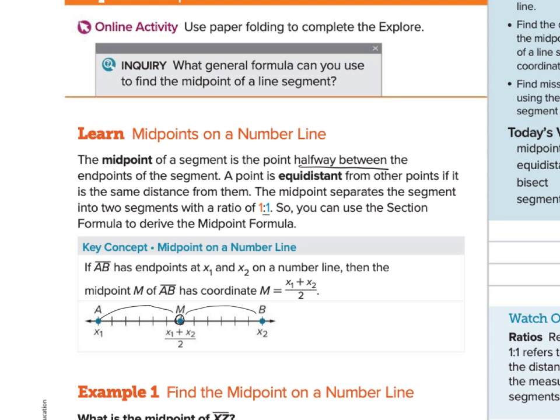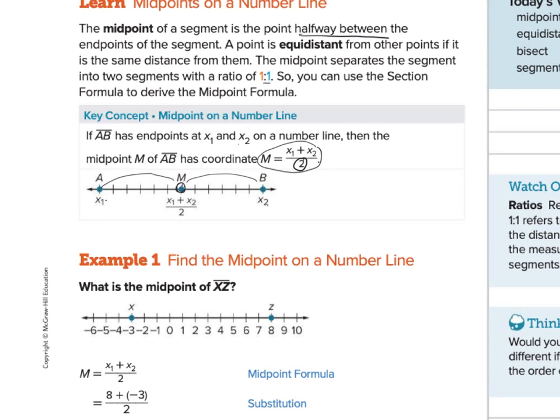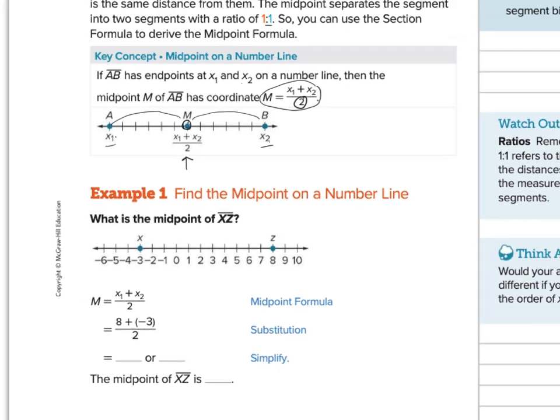So here, as we talk about the midpoint formula on a number line, if AB has endpoints x1 and x2 on a number line, then the midpoint M of AB is the coordinate M equals x1 plus x2, divided by 2, or 1/2. Dividing by 2 is like multiplying by 1/2. So looking at that formula, I have a starting point, an ending point, and the point in between.